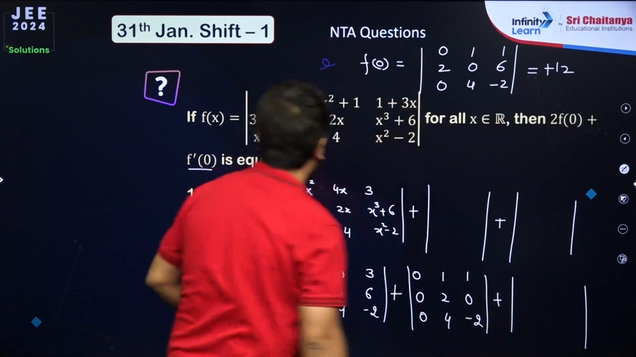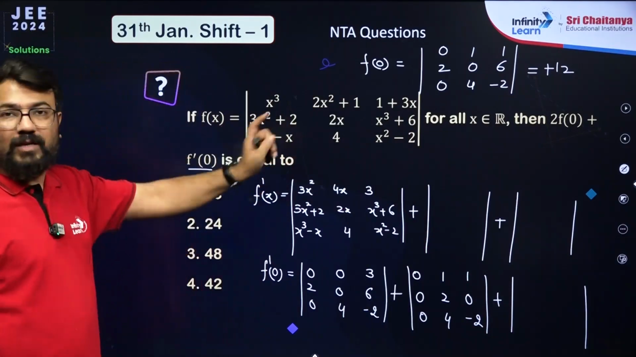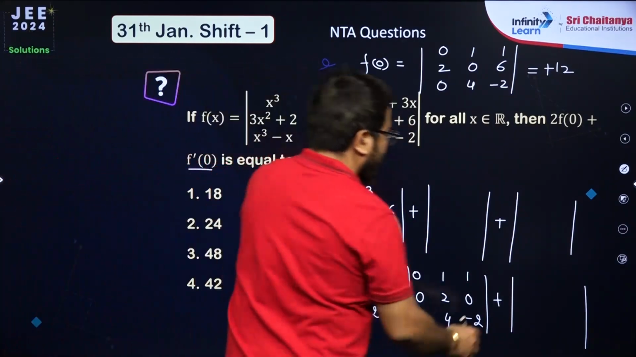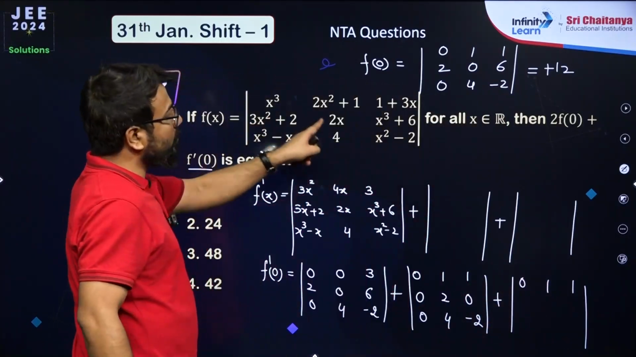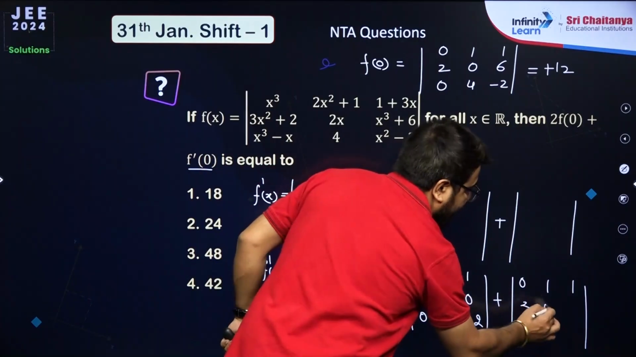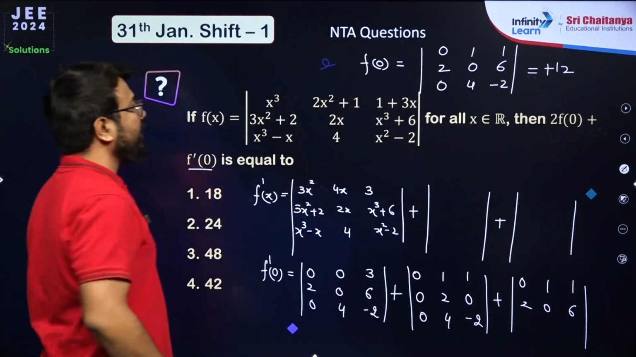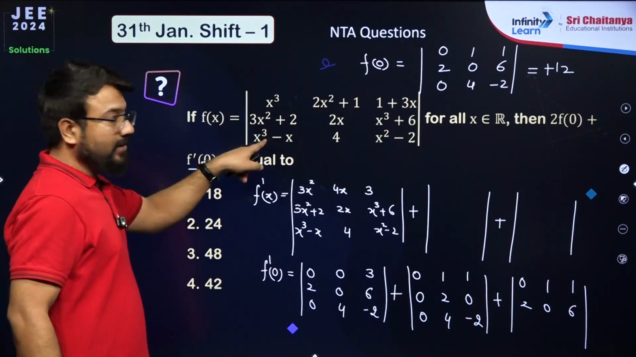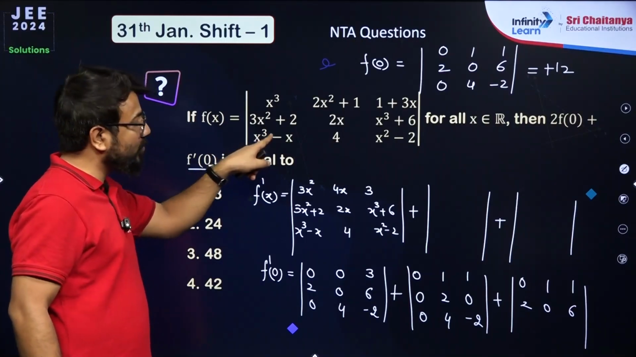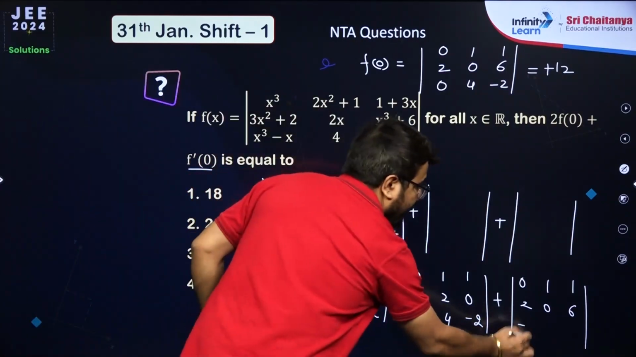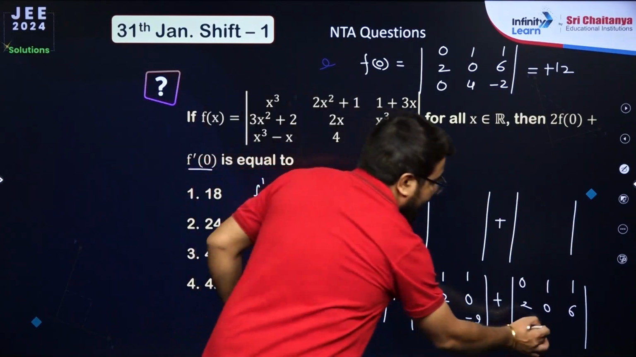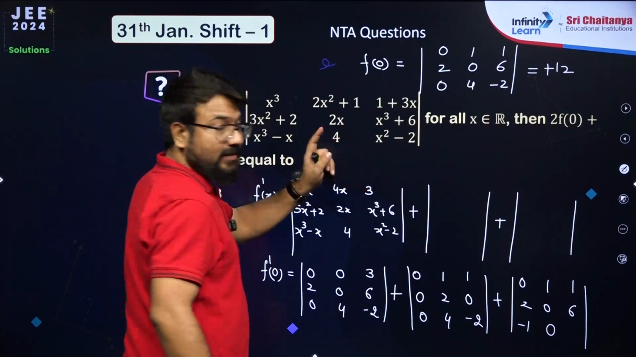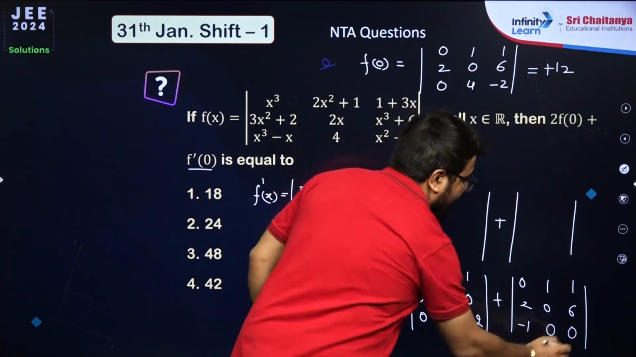In the last determinant, the third row will be differentiated. First two rows will remain the same. 0, 1, 1. Then here it is 2, 0, 6. Alright. And in the last one, it is differentiated. Here it is 3x square minus 1. That is why it will be minus 1. Here it is 4, differentiation will be 0. And here the differentiation will become 2x. But on substituting 0, it will become 0.